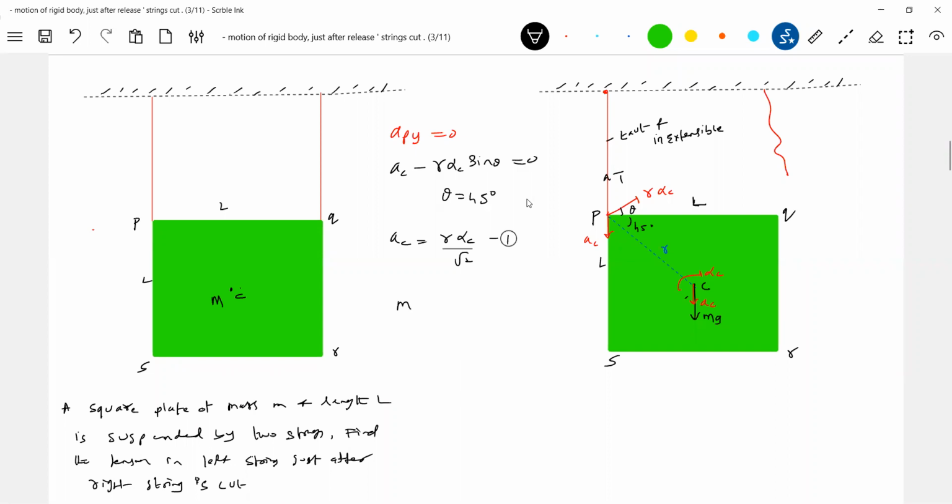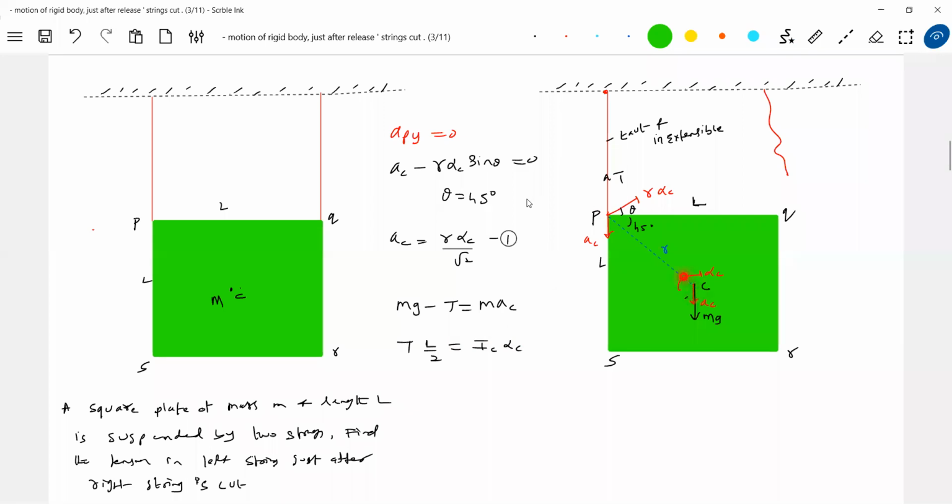Then let's write the equations of motion. Mg minus T equal to MAC. Torque. Who will set up the torque? The tension about the center of mass. So T into L by 2 equals IC alpha C. Try to see this. So tension is acting here. So you just produce it back. This will be R perpendicular, no? What is this length? L by 2. So L by 2 into the tension. That will be the torque.